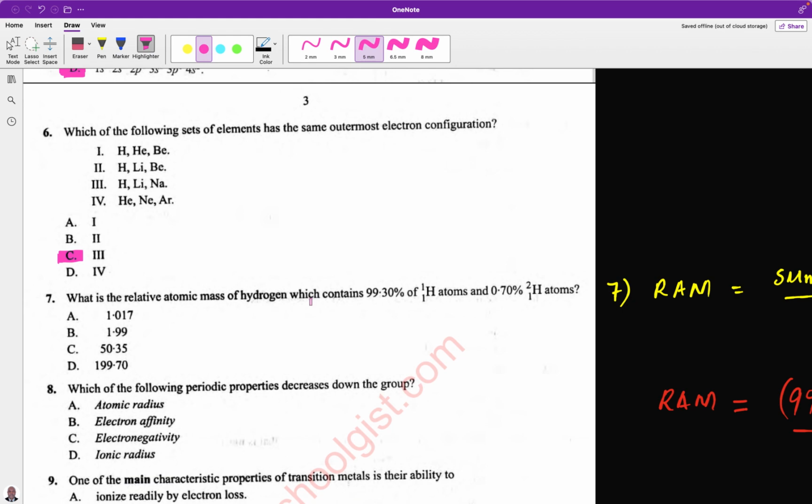Relative atomic mass of hydrogen, which contains 99.30% of the first isotope of hydrogen, which is 1,1, and 0.70% of 2,1. So in order to calculate the relative atomic mass for hydrogen, there is a procedure, and this is how we calculate it.